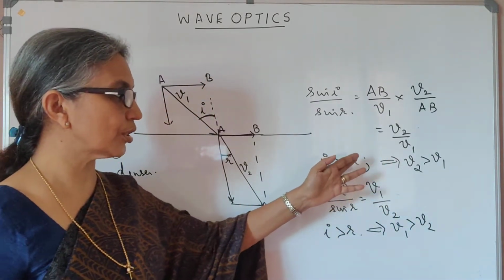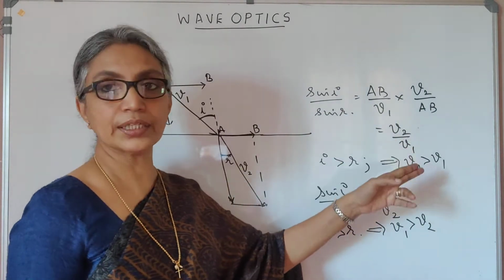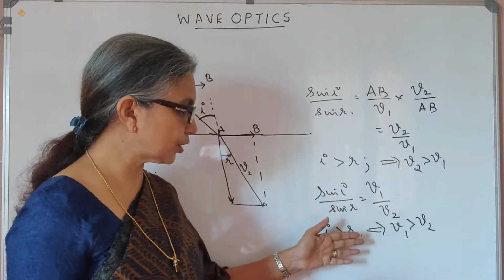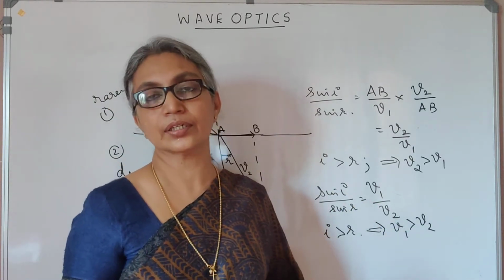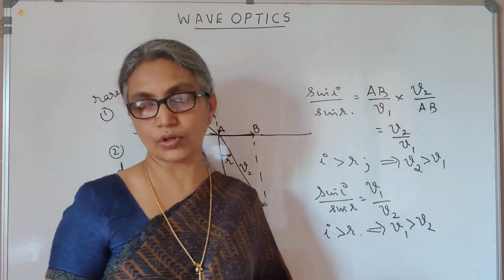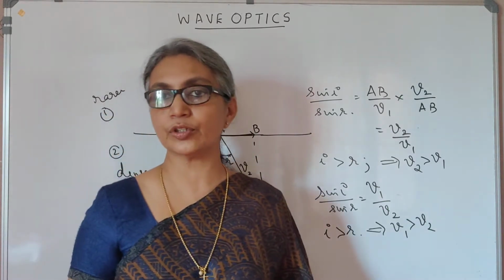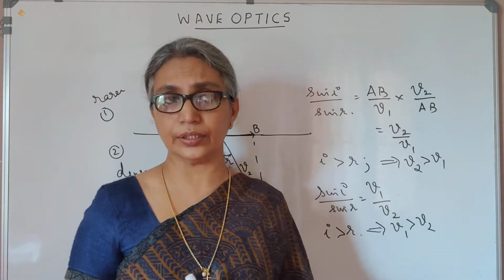According to the particle nature put forward by Newton, the velocity of light in the denser medium is greater than that in the rarer medium. But talking about Huygens' principle, where he showed that V1 is greater than V2, the speed of light in the denser medium is lesser than the speed of light in the rarer medium. So we had a contradiction here.